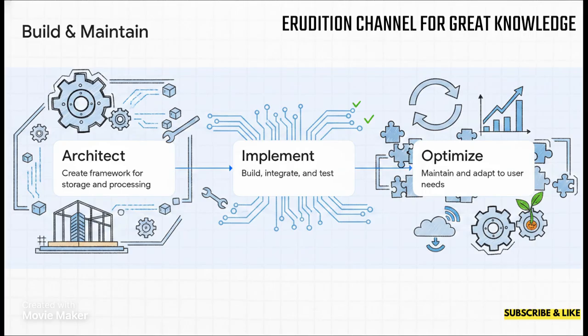Step 5 is creating the architecture itself, developing the framework for data storage, processing, and the visual layers. Step 6 is implement and test. You build it, integrate it, and test against business rules to ensure it functions accurately without mistakes at the source. Finally, Step 7 is optimize and maintain. A DPA is absolutely not a set-it-and-forget-it project. It requires continuous maintenance, performance optimization, and updates to adapt to changing data and user needs over time.